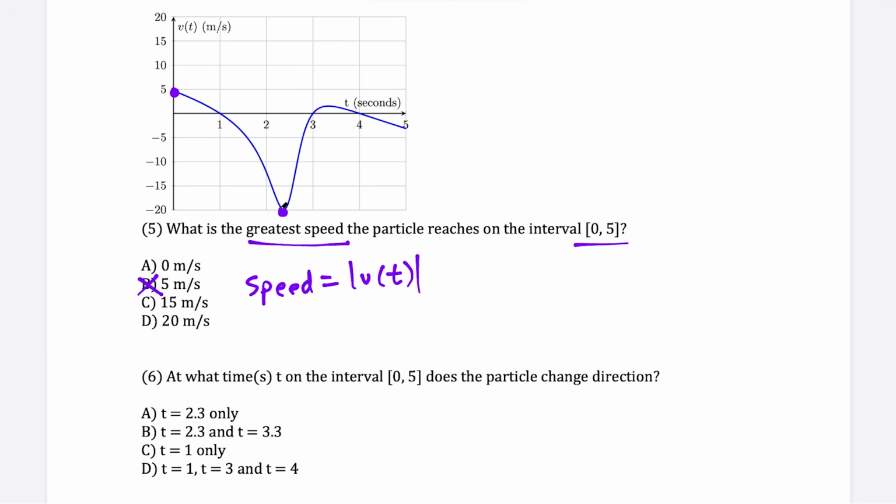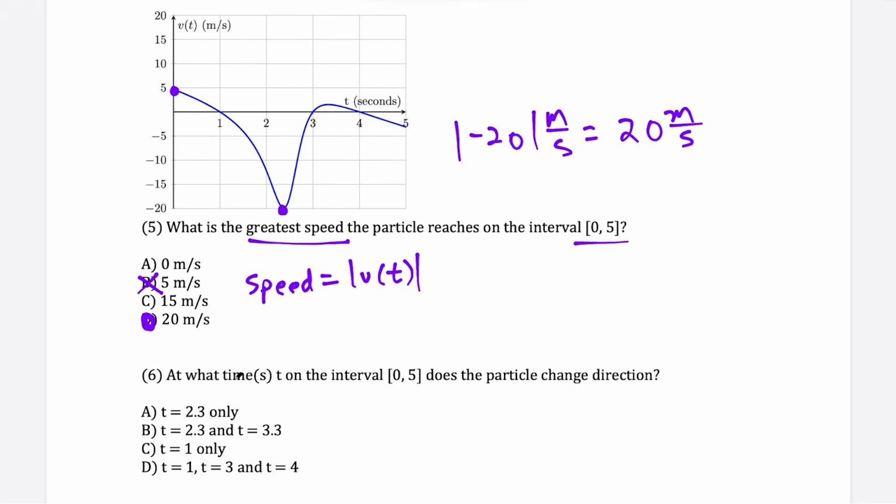And the lowest point occurs here. And notice that if we take the absolute value of negative 20 and we say meters per second here, this tells us the speed of the particle at this moment is equal to 20 meters per second. And notice that 20 meters per second is greater than 5 meters per second. So choice D would be our solution.